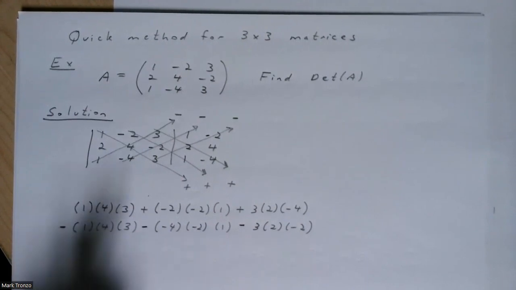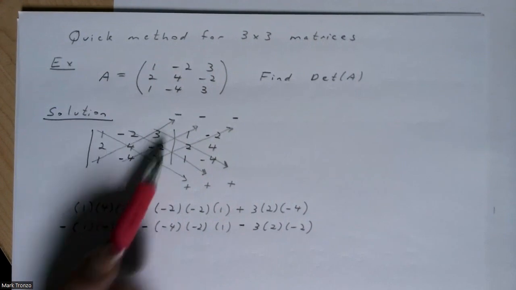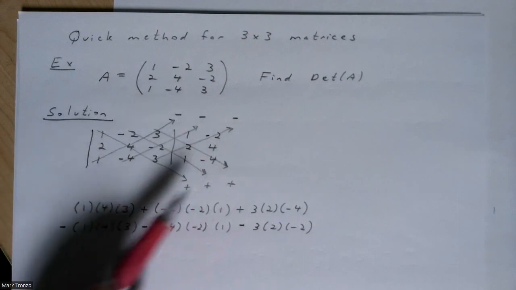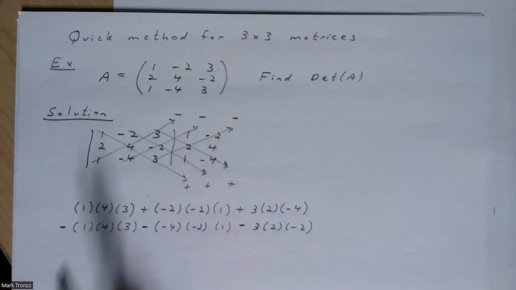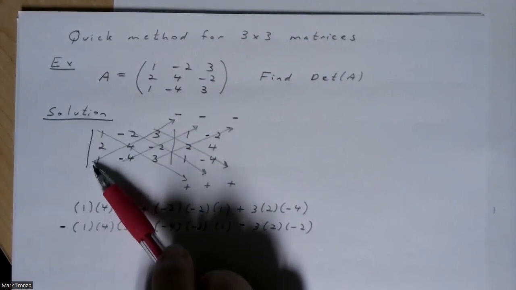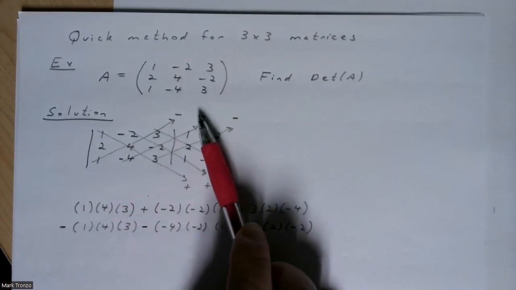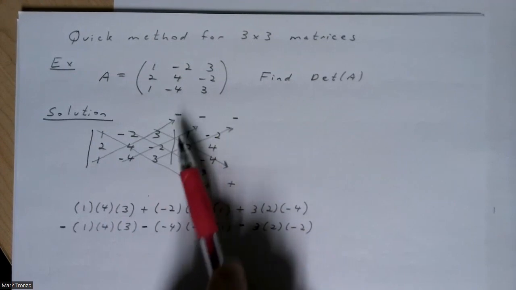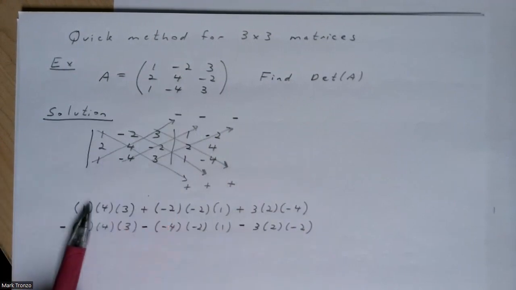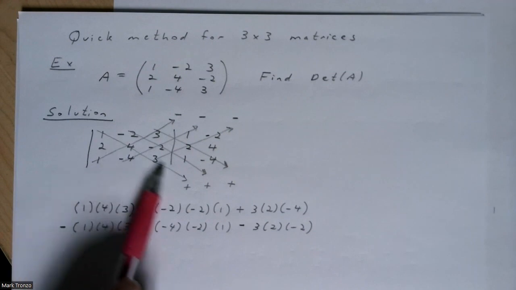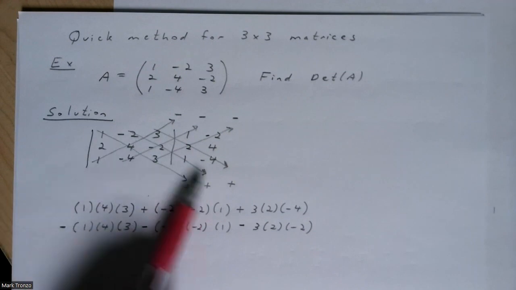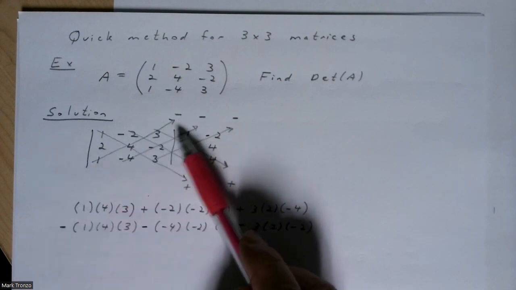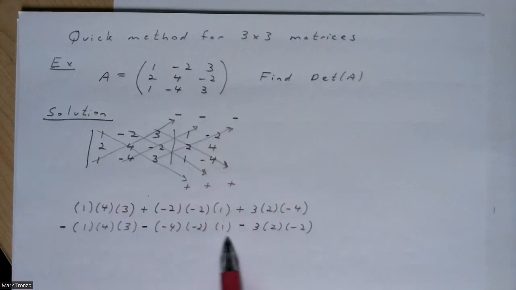So again, just to review, we go across the first row and make diagonal arrows down to the right. And those are all going to be positive. Go to the last row, make diagonals up to the right. And these are all going to be negatives. Then whatever's along those arrows, just multiply those numbers. If it's a positive one, we add them together. For these ones here, they're going to be negatives.